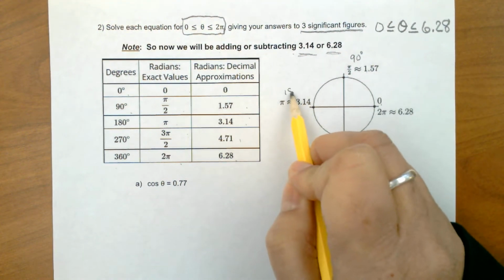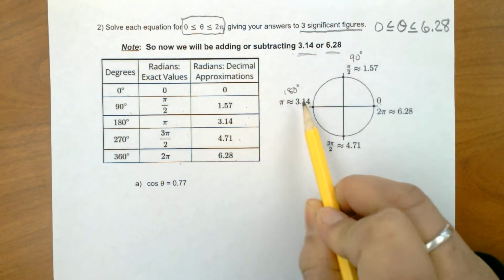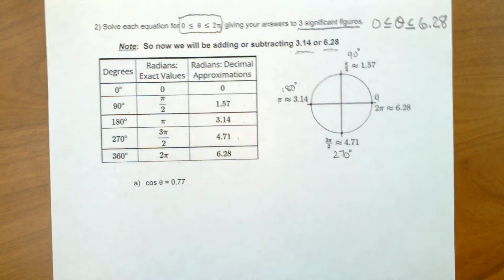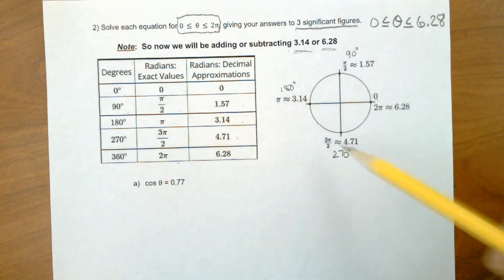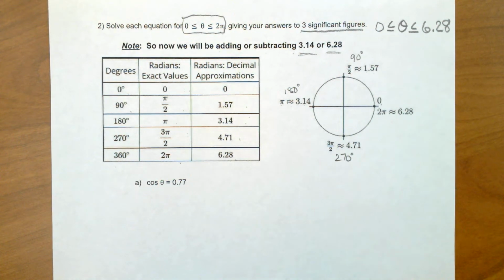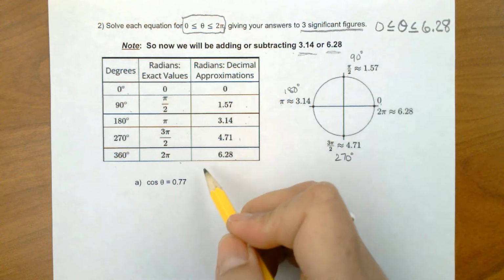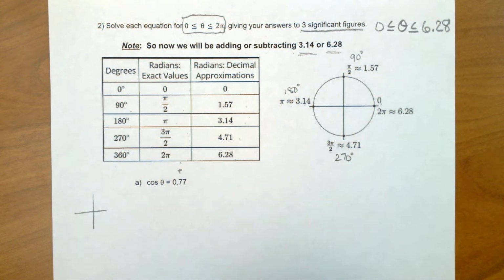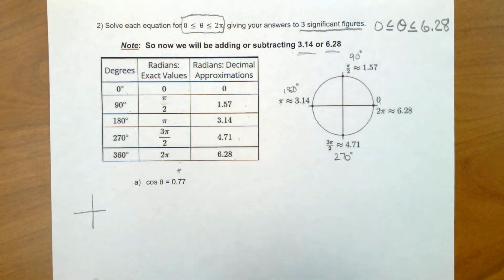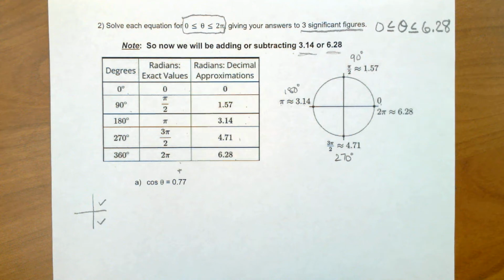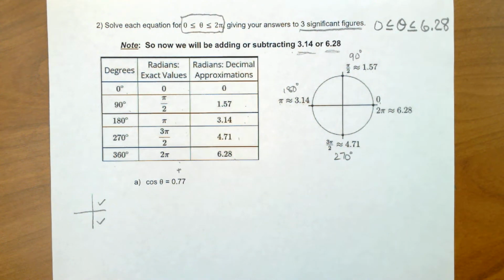This would be 180 degrees, and here now pi radians in decimal, and this would be our 270 degrees. So this is nice for locating where we need our answers. Okay, so part A, cosine of positive 0.77. So we need to find where cosine is going to be positive. Cosine is going to be positive in the first and in the fourth quadrant. And you can use that previous page to help you out.